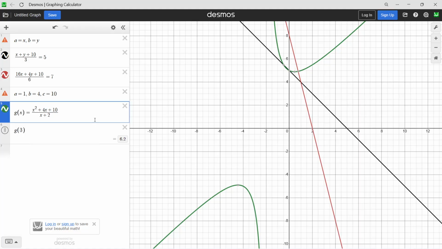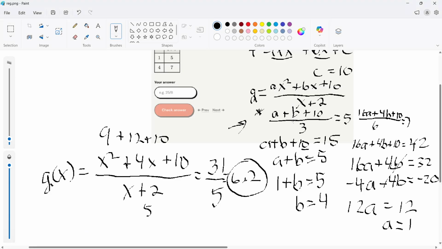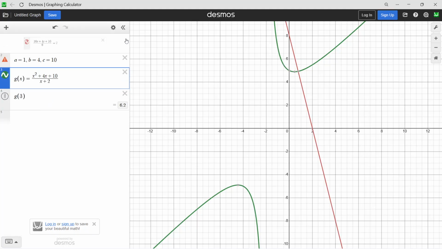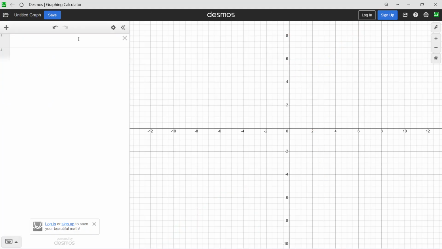So 6.2. You can do it that way with Desmos, a little bit of work by hand to get to here, and then Desmos. Or you can do the whole thing on Desmos. I'm going to define the g function. g of x equals, remember, I put my slash first, f of x over x plus 2. Not making that same mistake again. And now I'm going to define f of x. f of x equals ax squared plus bx plus c.